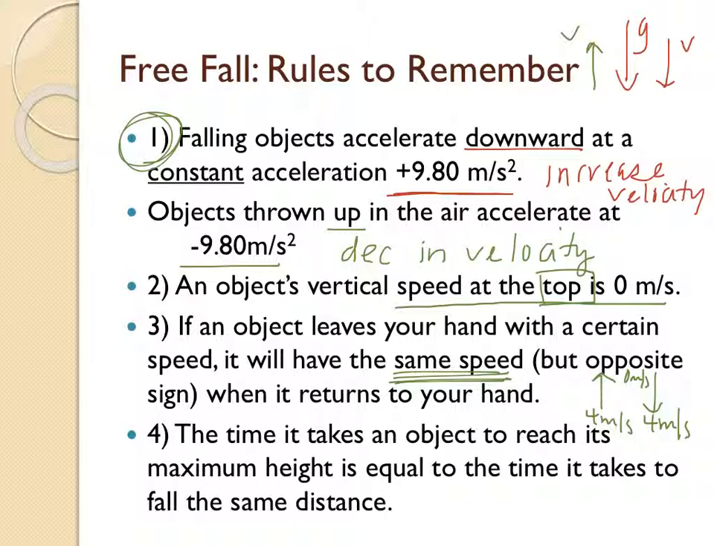This also relates to time, because gravity is constant, the time it takes to change from 4 meters per second to 0 meters per second is equal to the time it takes to change from 0 meters per second back to 4. So say it takes 2 seconds to reach the top. It's going to take 2 seconds to fall back down. So the speed it leaves with is the same speed that it returns with. The time it takes to reach the top is the same as the time it takes to fall back down.